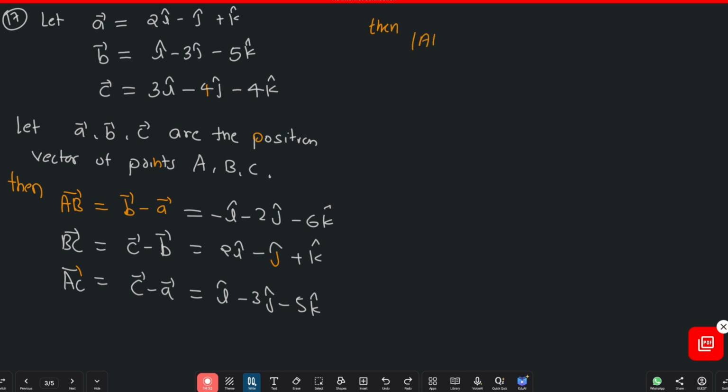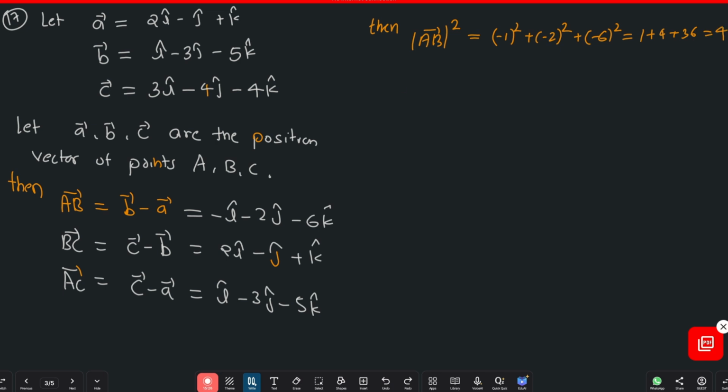Then AB length. But at a time if I try to find AB square, then the square root will not be there, because AB means modulus. So mod AB square means minus 1 whole square plus minus 2 whole square plus minus 6 whole square. So it is 1 plus 4 plus 36, it is 41.